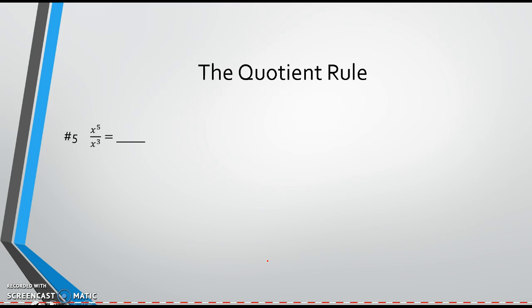Let's move on. Take a look at number 5. The quotient rule is very similar to the product rule. Maybe see if you can figure out what this one is on your own, and then restart the video. If you had that this is x to the 2nd, you are correct.